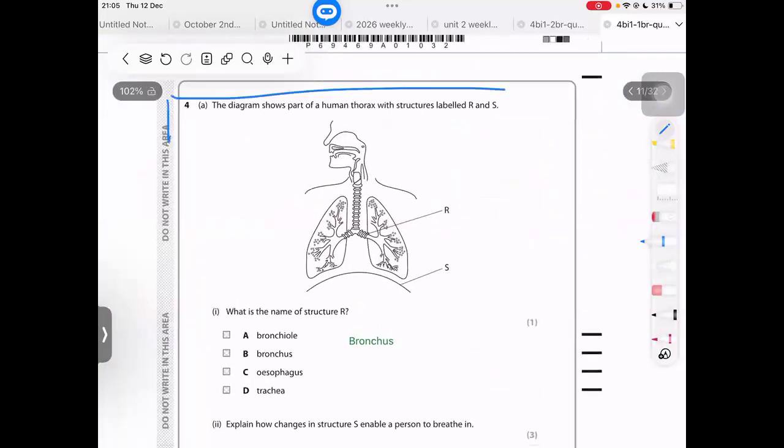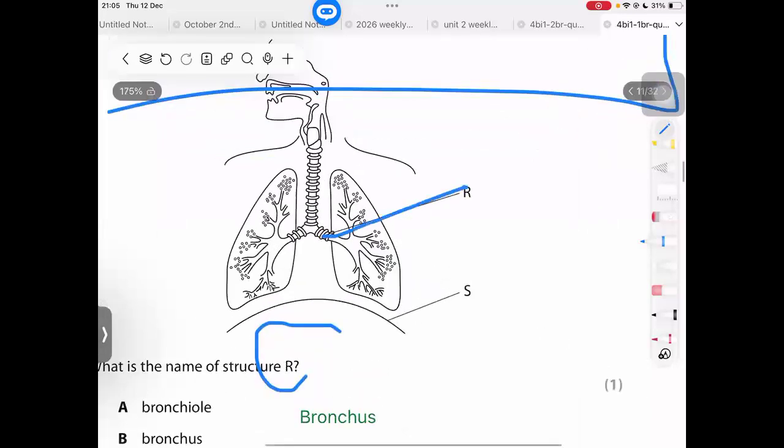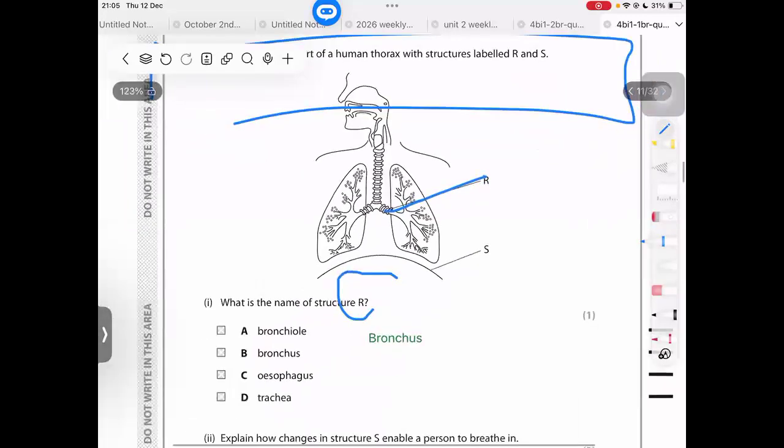You can see in the fourth one, the diagram shows part of a human thorax with structures labeled R and S. Okay, so they're asking what is the name of structure R? Structure R, you know, this is the bronchus, the right bronchus, the right bronchi, and the left bronchi.